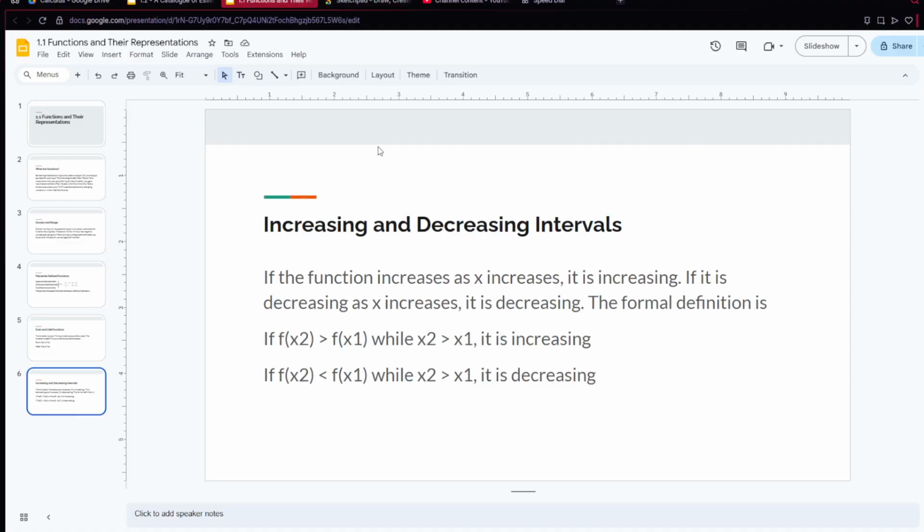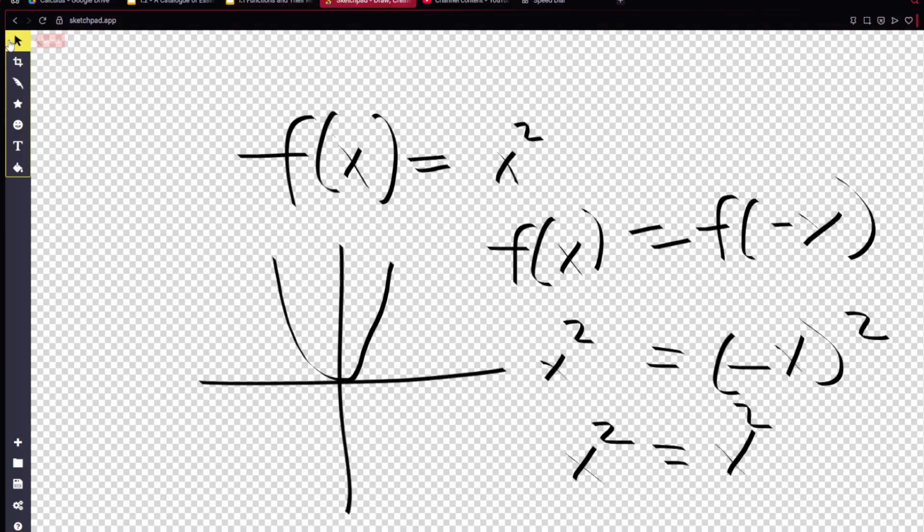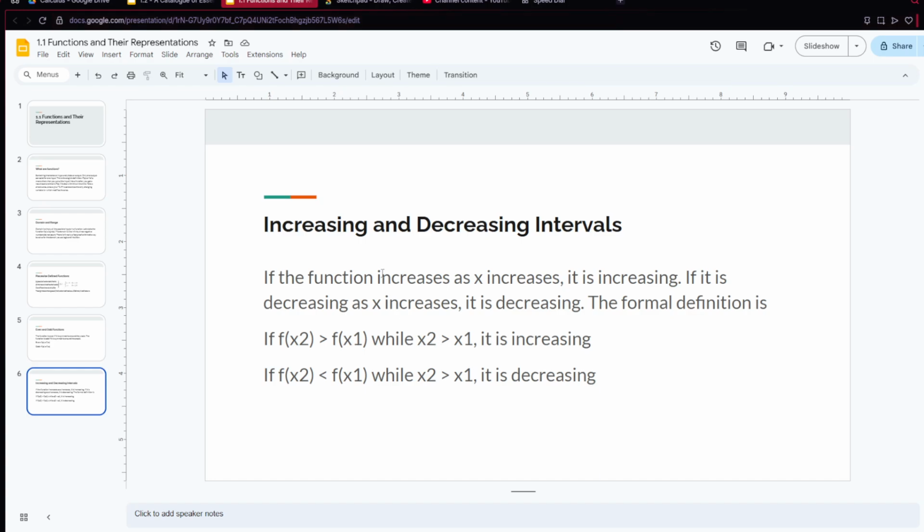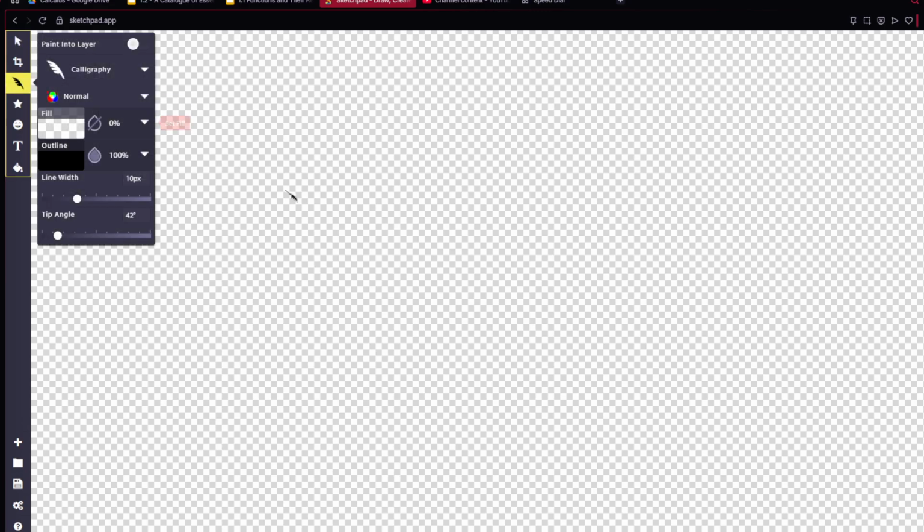And the last one, increasing and decreasing intervals. This is quite easy. You can look at the formal definition if you want. If the function increases as x increases, it's increasing. If it's decreasing as x increases, it is decreasing. That's a simple way. This is if x2 is greater than x1, which means if the second output is greater than the first output while the second input is greater than the first input, it's increasing. So on and so forth. You can use function notation, but I'm just going to explain it.